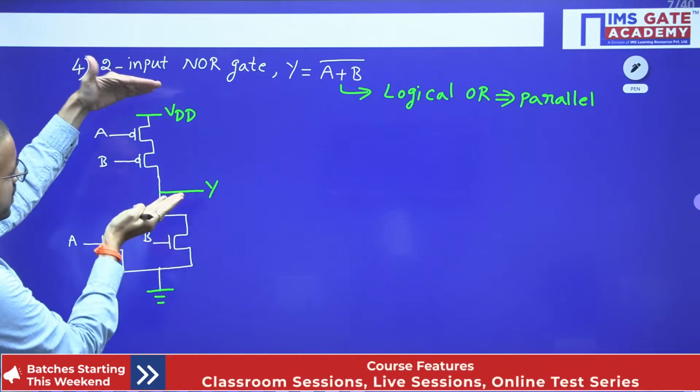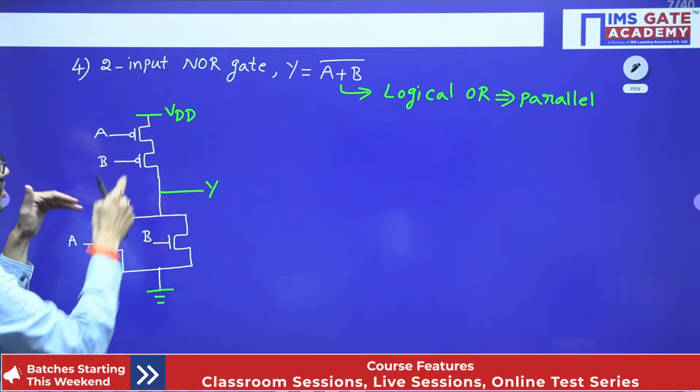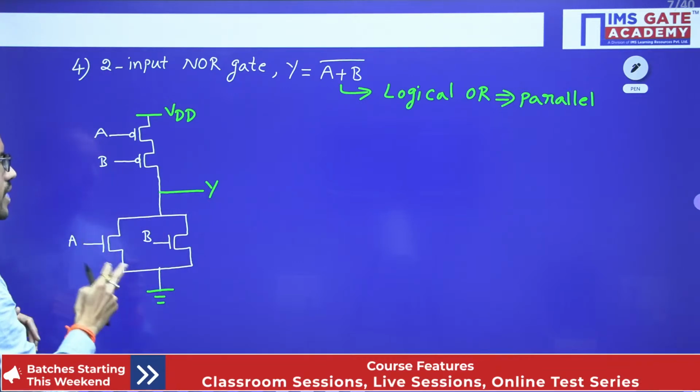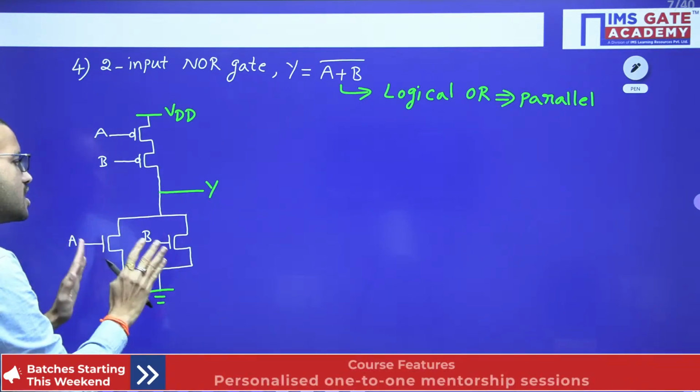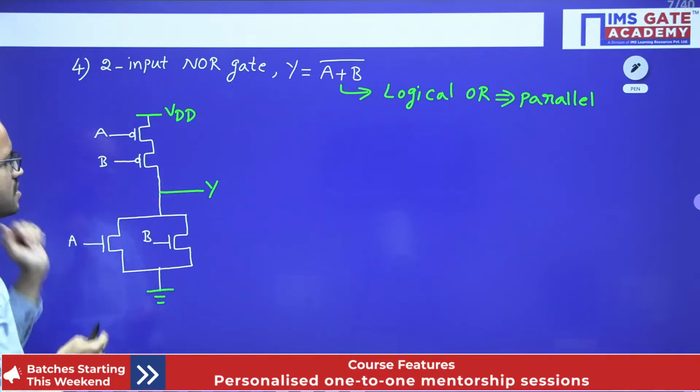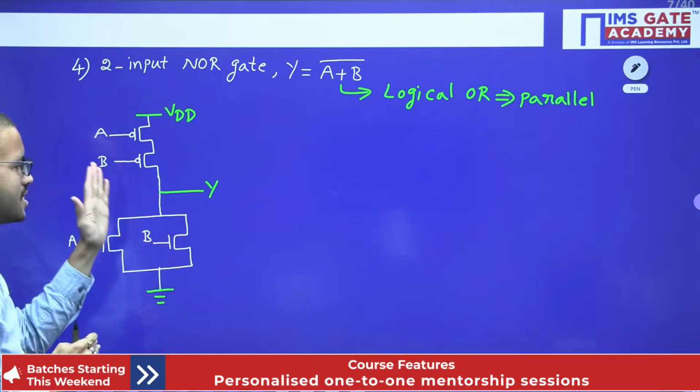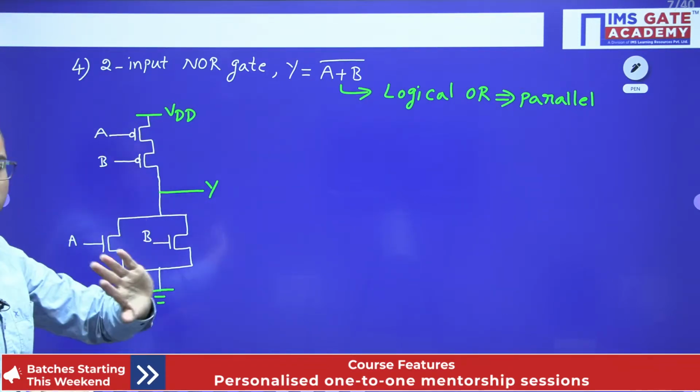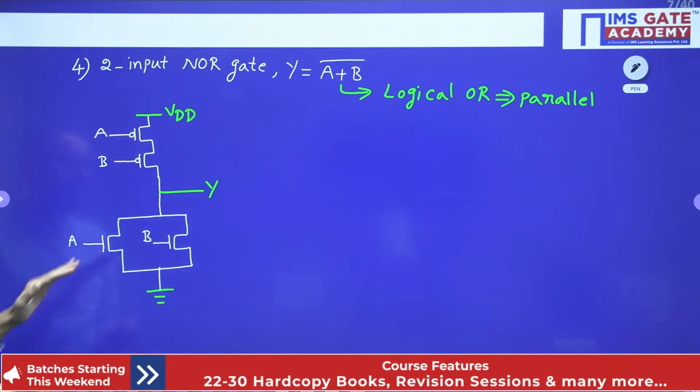So between VDD and output, we will connect the PMOS transistors. Between output and ground, we will connect NMOS transistors. If NMOS transistors are in parallel, the corresponding PMOS are in series. If NMOS is in series, the corresponding PMOS will be parallel, and vice versa. Exactly opposite we have to connect.